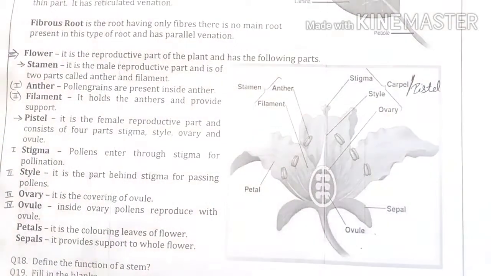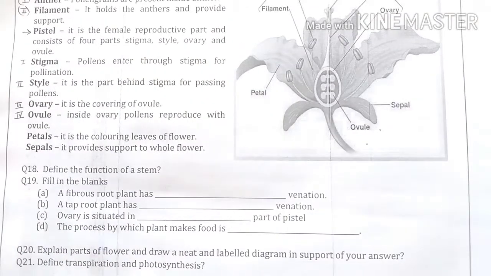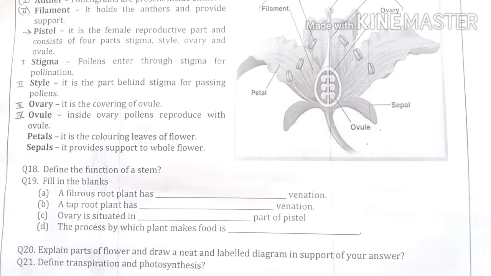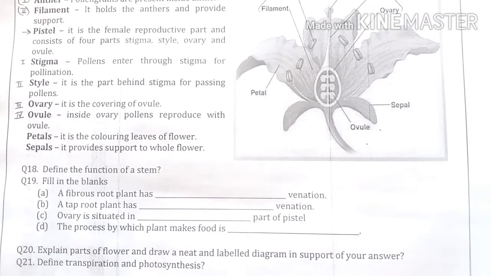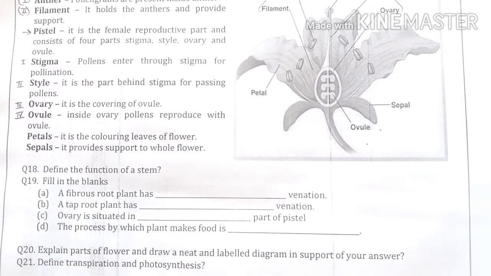Hope you all understood. Now we have some practice questions for you. The first question is, define the function of a stem. The next are fill-ups: a fibrous root plant has dash venation. A taproot plant has dash venation. Ovary is situated in dash part of the pistil. The process by which plants make food is dash. You have to complete these questions.